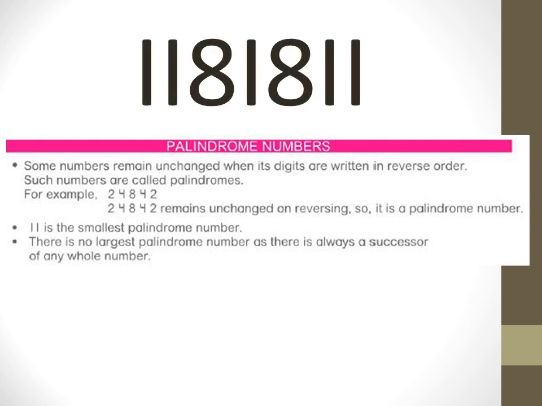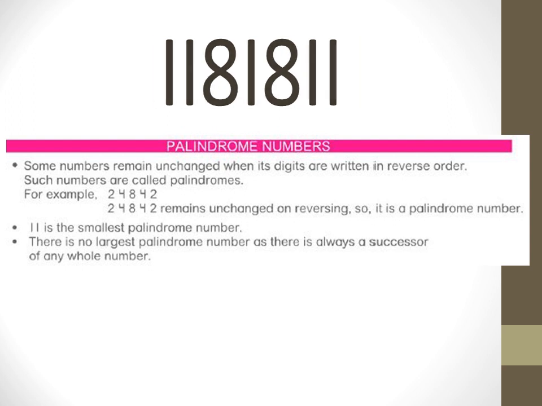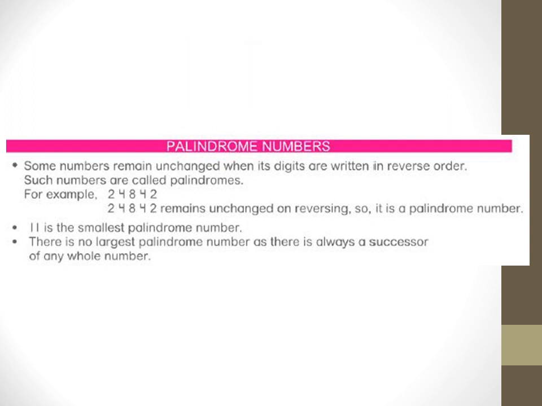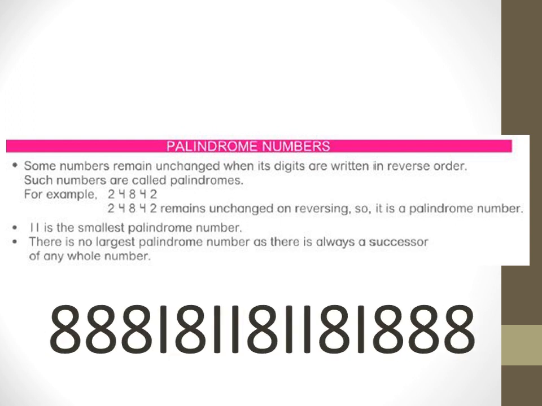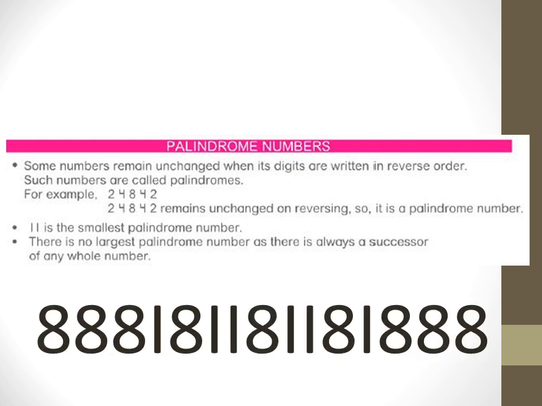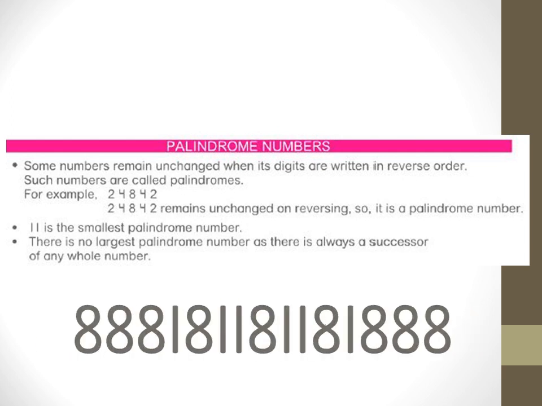So look at this number, 1181811. Even if you reverse it, it will be the same. Now 11 is the smallest palindrome number. So 11, if you read it from front side or back side, it will always be 11. There is no largest palindrome, as there is always a successor of any whole number. So a palindrome may be as big as this number, 8881811818 88, or it may be bigger than this also.